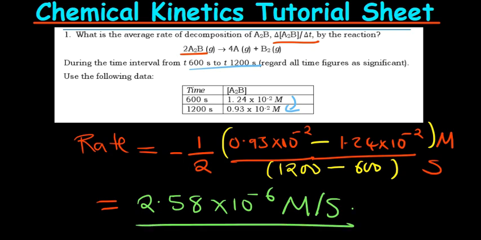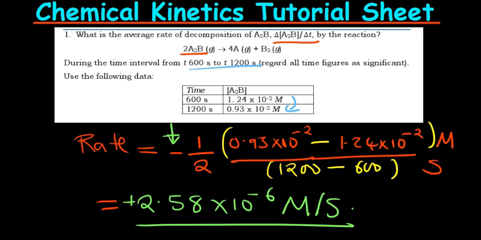So what is the rate? A rate is change in concentration over the time it took. Of course, don't forget to multiply by the stoichiometric coefficient. The reason why we add the negative there is to ensure that every time we are determining the rate, it should always be positive.